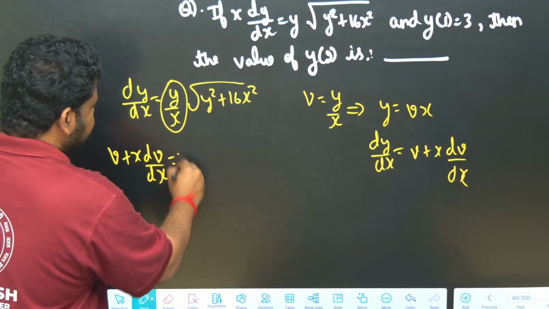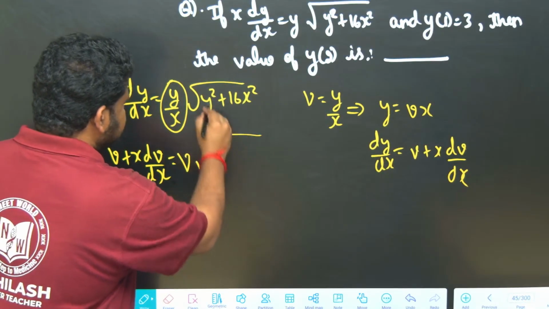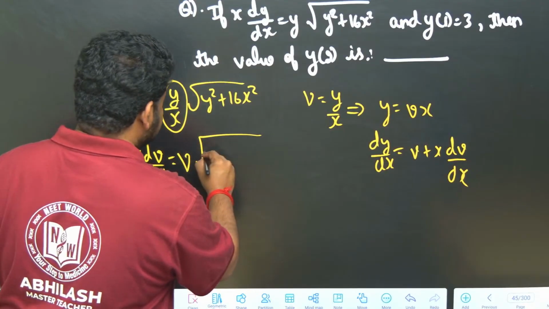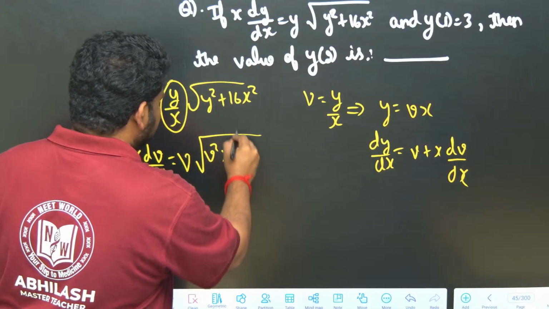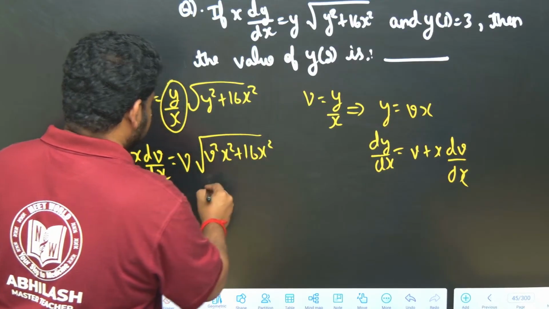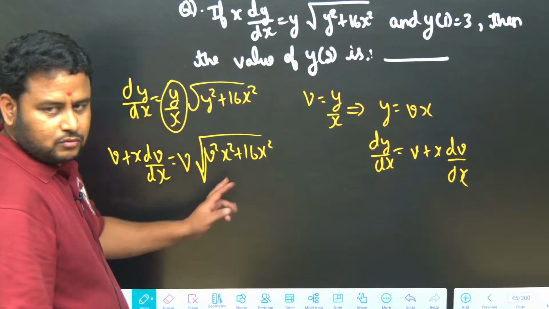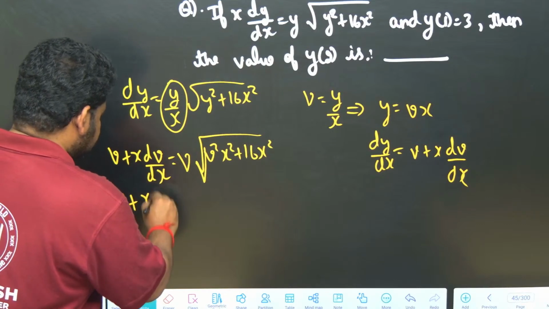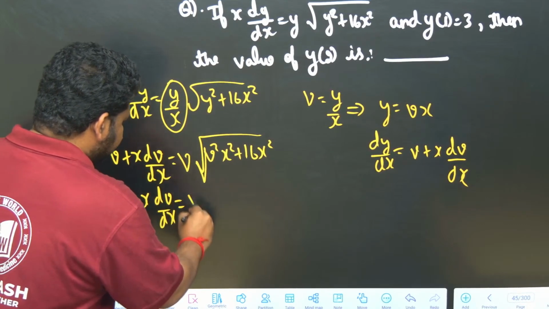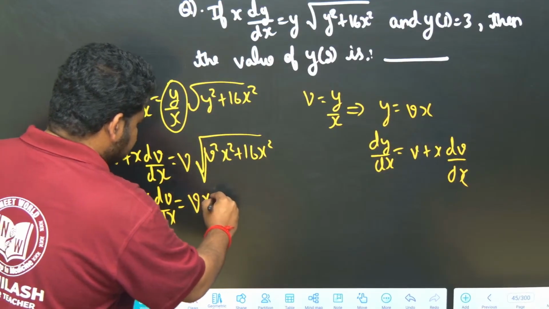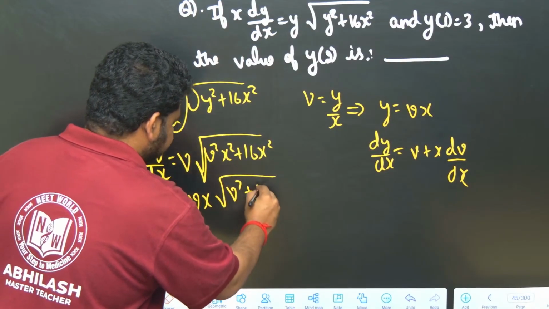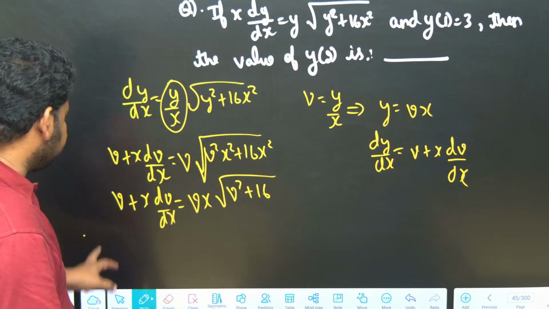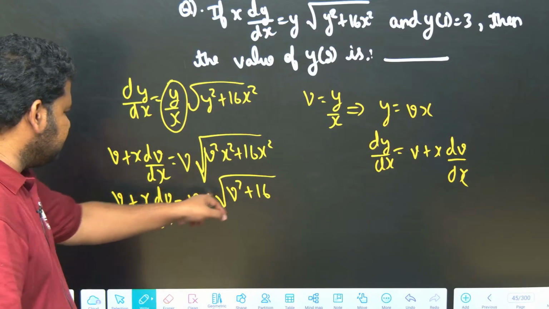Y by x is nothing but v. So y square I can write as v square x square, and this will be equal to 16x square. Now what can I take common? x square I can take common. So this will become v plus x into dv by dx will be equal to v into x, this x I have taken common, into square root of v square plus 16. So v into x is there, and v into square root of v square plus 16 is there.